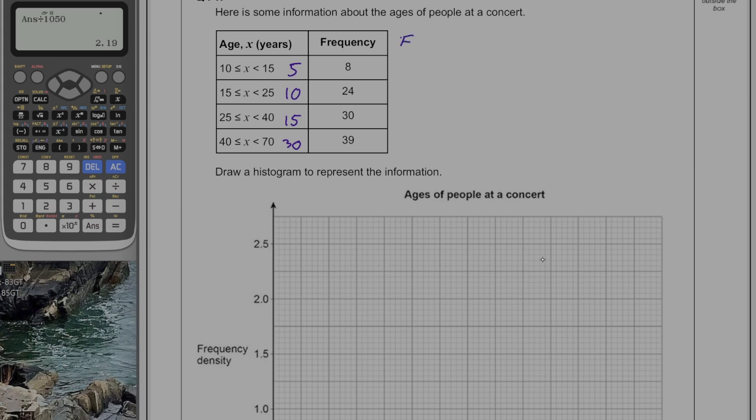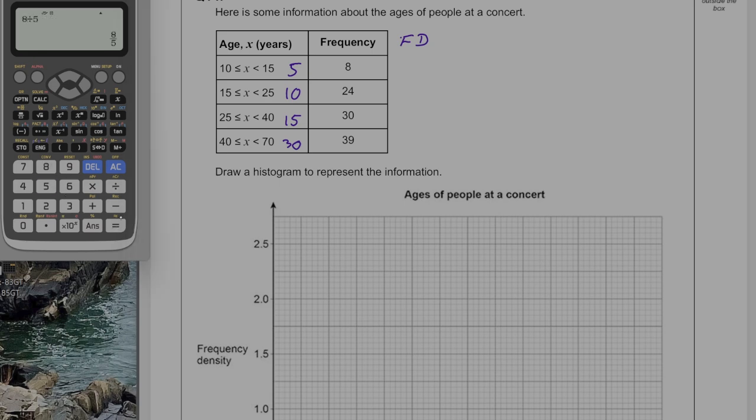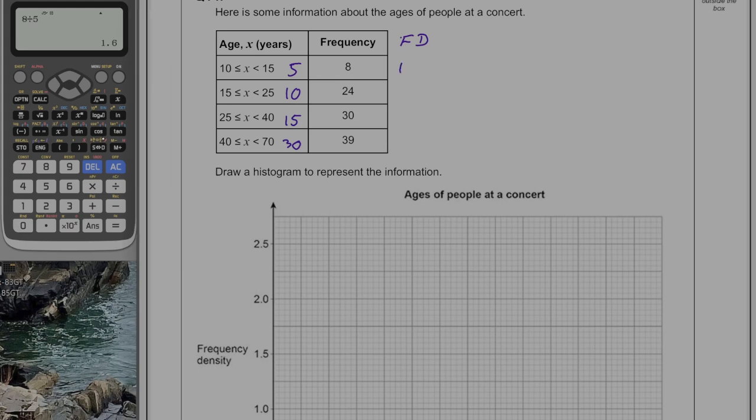So the frequency density is frequency divided by class width. So 8 divided by 5, and we're going to go decimal for these. So we're looking at 1.6 here. 24 divided by 10 is going to be 2.4. 30 divided by 15 is going to be 1.5. Oh, no, it's not. It's going to be 2. And then 39 divided by 30 is going to be 1.3.